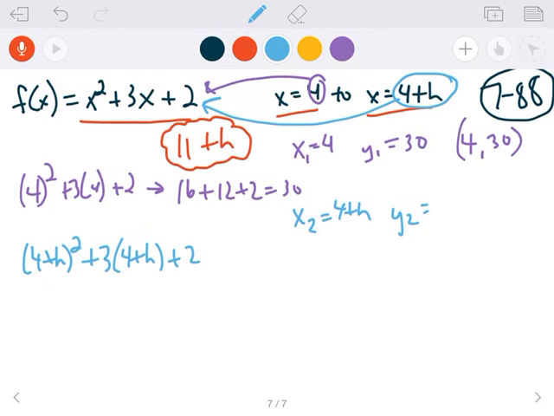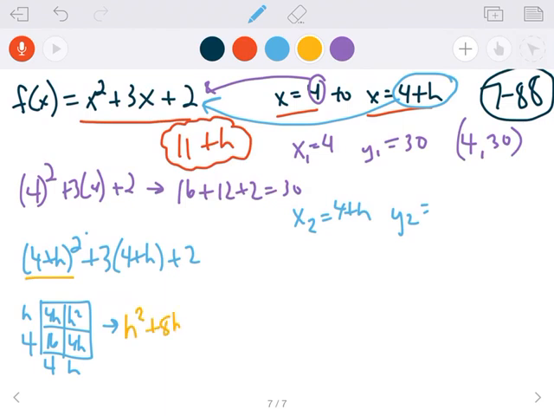When we have 4 plus h squared, we actually need to do an area model to multiply that out. 4 plus h, we get 16, 4h, and h times h is h squared. So for this part of the function here, we have h squared plus 8h plus 16. Then we're going to take 3 times 4 and 3 times h, so we get plus 12 plus 3h, and then don't forget about the plus 2 on the end. And then we're just going to simplify that and combine like terms.